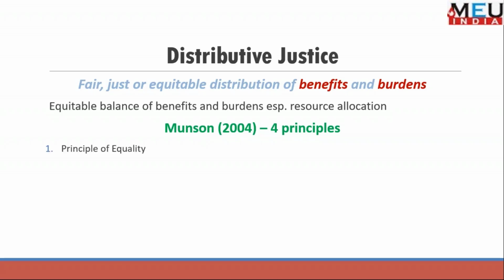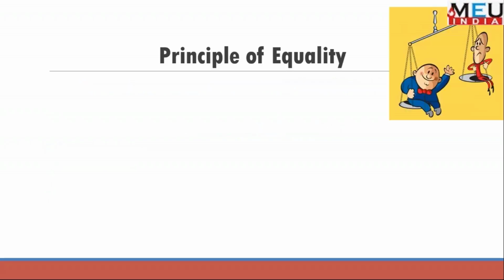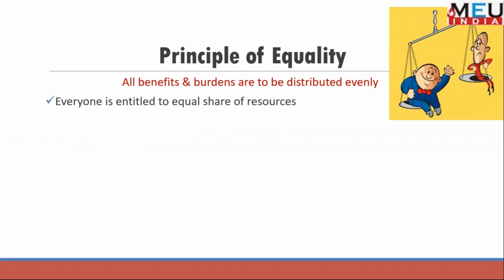So the first principle, he says, is the principle of equality. The second is the principle of need. Third is the principle of contribution, and fourth is the principle of effort. Now, the principle of equality states that all benefits and burdens are to be distributed evenly, and everyone is entitled to an equal share of resources and equal chances to benefit from the services.